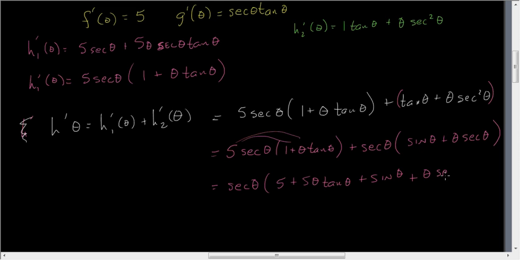plus theta secant theta. And now if you really, really want to, you can try to do something with this, but I would probably just leave it. I don't see any particular reason to expand this any further or to factor anything more out. And so I have my h prime of theta: secant times 5 plus 5 theta tangent theta plus sine theta plus theta secant theta. It's a mess. Sometimes they're like this. It's okay. Just keep plugging away. Remember to break them up when you can. Don't try to do too much at once.